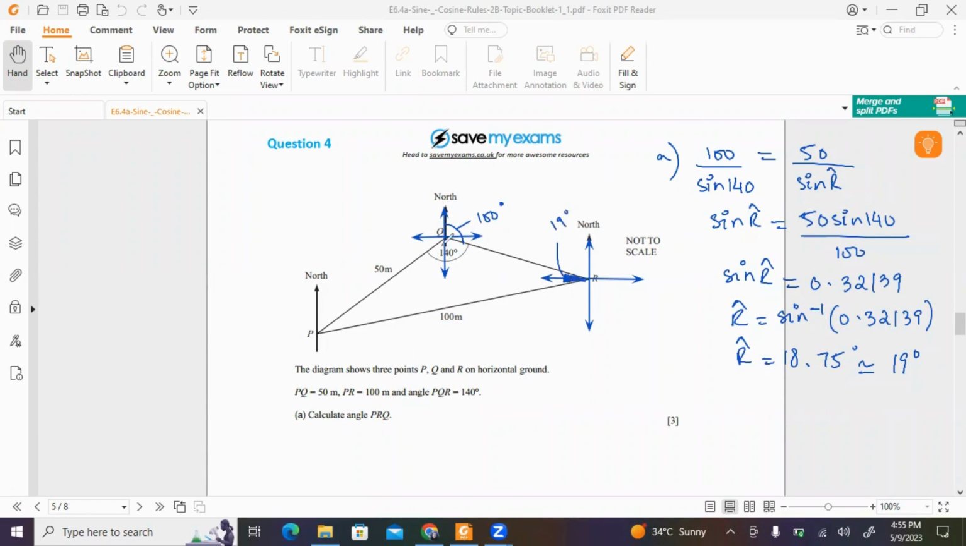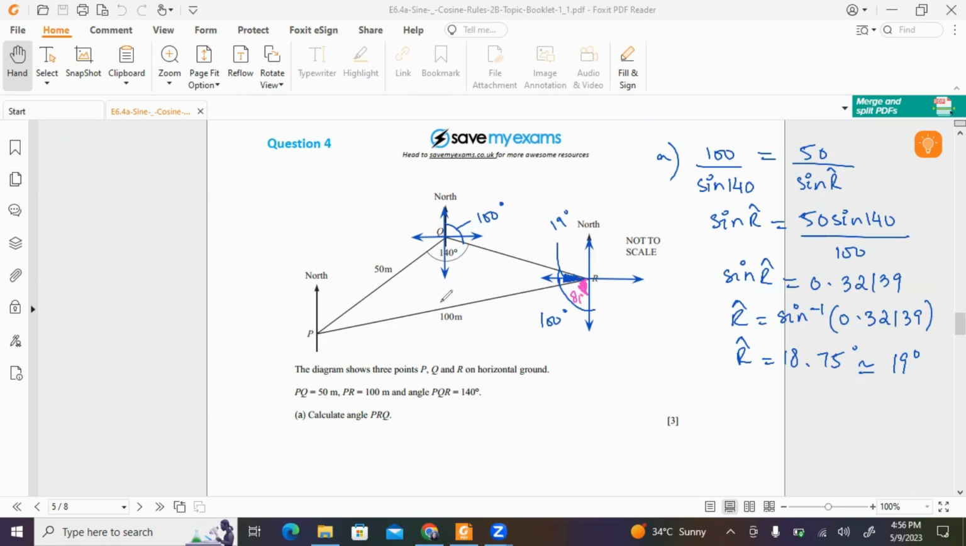We know this angle over here is 100. Why? Because parallel lines have equal alternate angles. So if we subtract 19 from 100, that would give us this other part of the angle. So this over here then becomes 81. Yeah, this is 81, this is 19.